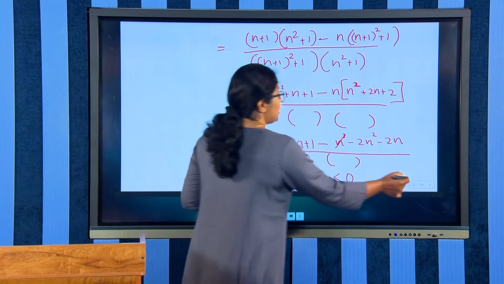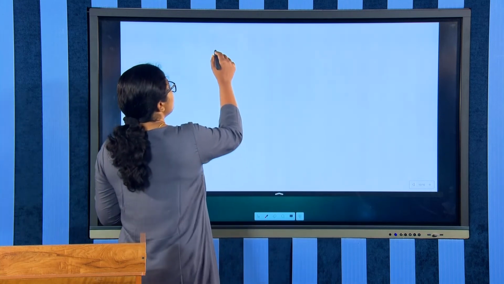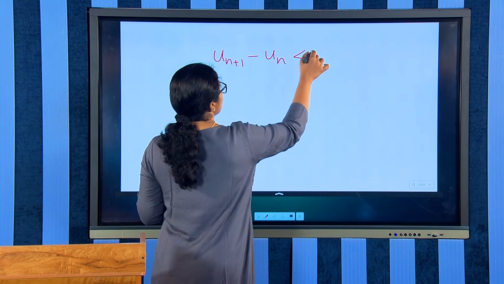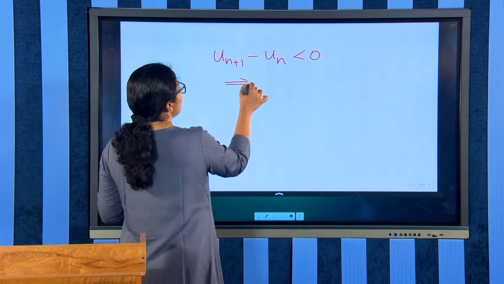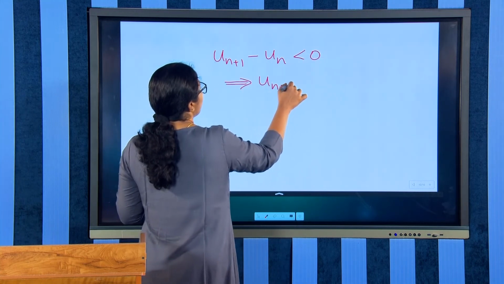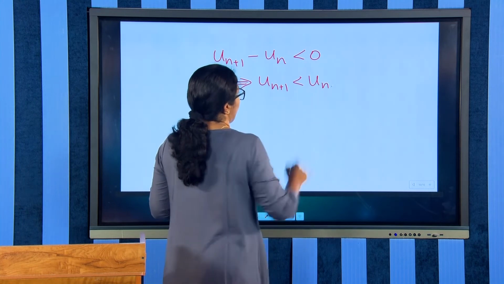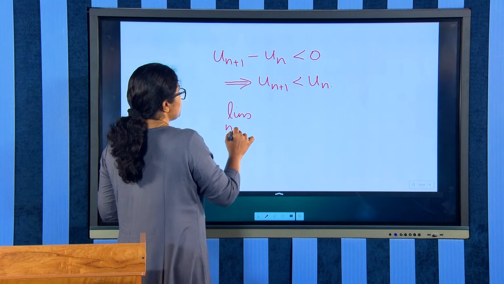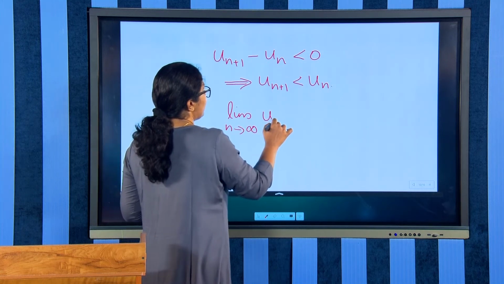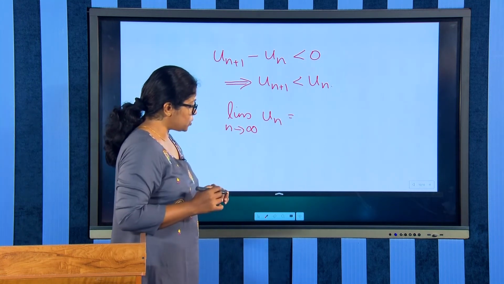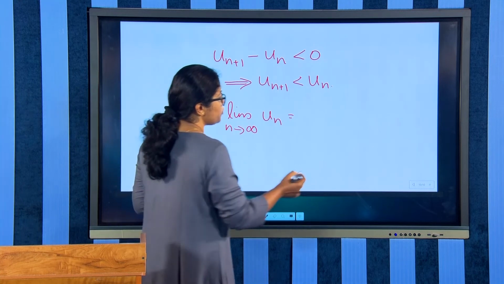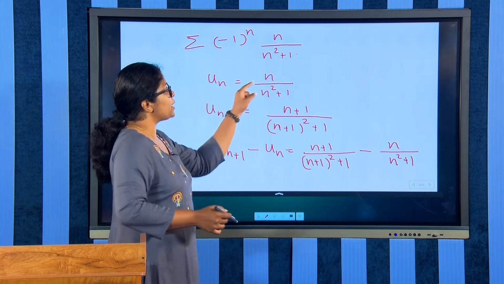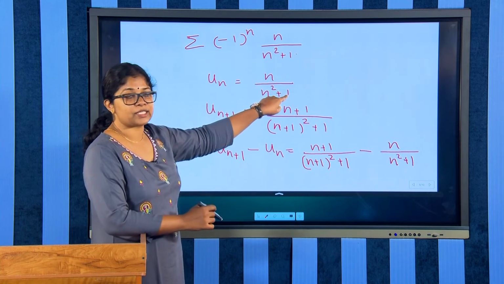So, what does that mean? What was this? It was the difference between u(n+1) and un. This is less than 0, which indicates that u(n+1) is less than un. Now, it remains to show the limit as n tends to infinity of un. So, what is the limit as n tends to infinity of un for this case? What was our un? un is n upon n square plus 1.